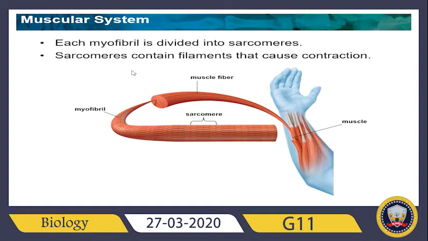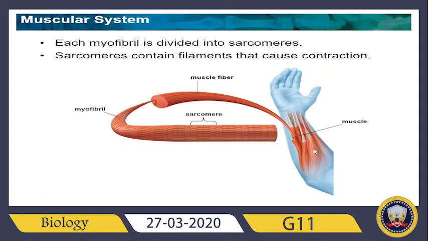Sarcomeres contain filaments that cause contraction. So the contraction starts within the sarcomere. The filaments inside the sarcomere will start the contraction. Like when you're writing, when you're practicing in the gym, when you are playing PlayStation, when you are running, walking, doing push-ups, whenever, the filaments inside the sarcomeres will start the contraction.